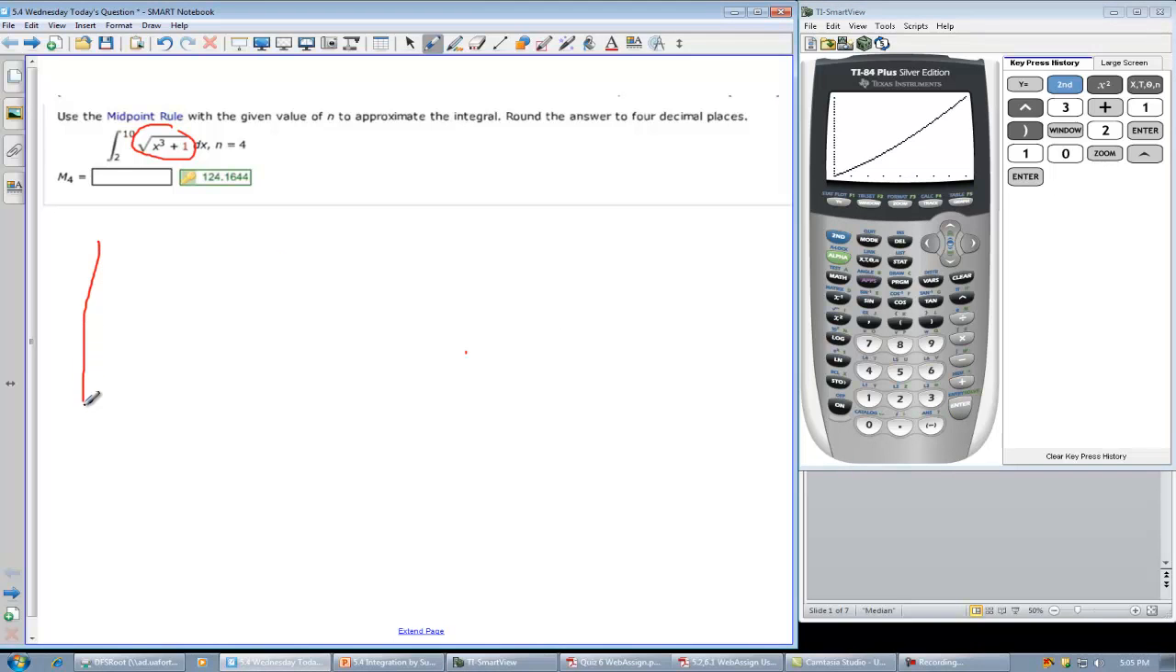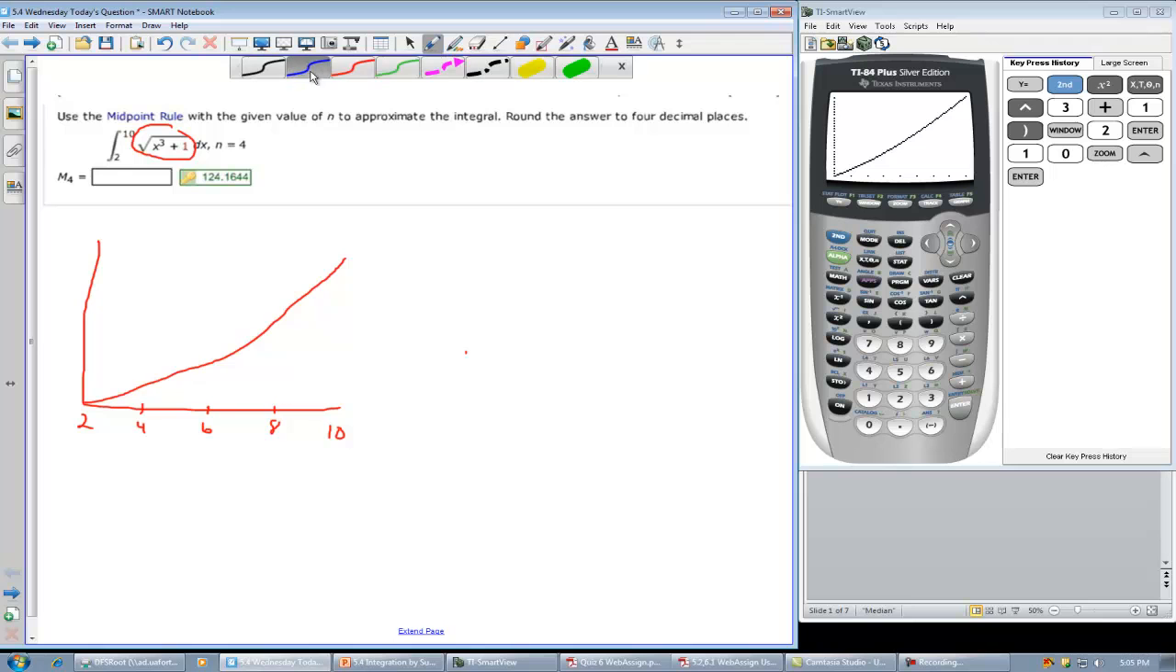So here's the picture. Okay, it starts down here and then it goes up. And we start at 2 and we're going all the way to 10. And we have to make 4 rectangles. So we have to make 4 divisions between 2 and 10. So you get 2, 4, 6, and 8. And then it says use the midpoint rule.